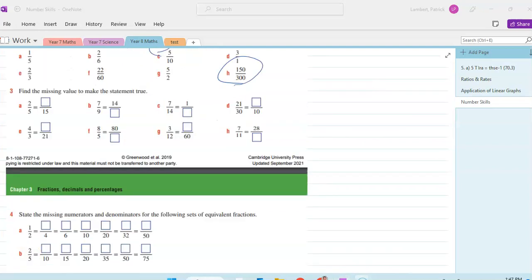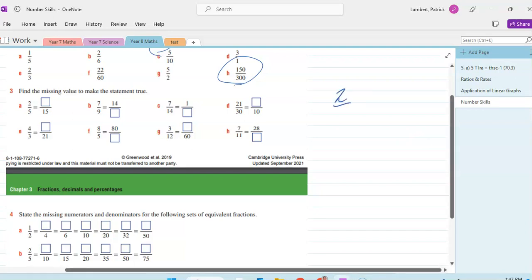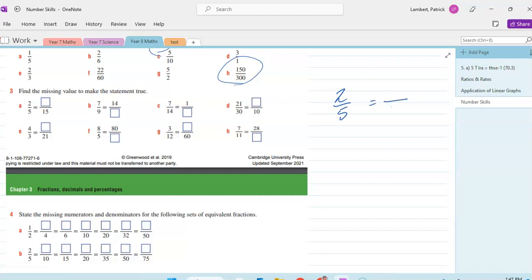In question 3, let's have a look at this one here. Find the missing value to make it true. So 2 over 5 equals something over 15. Now, what did you do to the bottom? You multiplied it by 3. So therefore, you've got to multiply the top by 3. Simple rule, whatever you do to the bottom, you must do to the top. 6 over 15. 3 goes into that twice, goes into that 5 times.